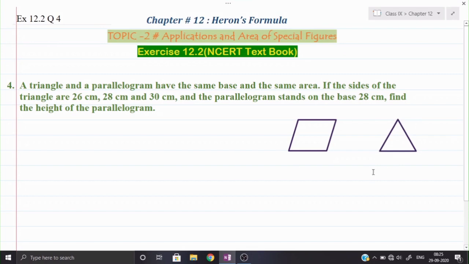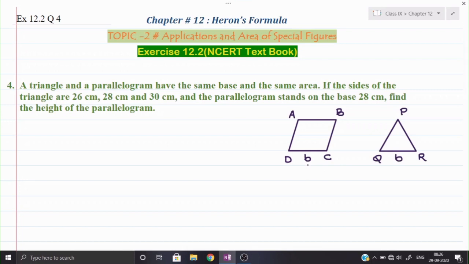In this figure, suppose I name the parallelogram ABCD and the triangle PQR. Here we can say that QR and CD are the bases of both figures, and the bases are given the same. So we can say that CD is equal to b centimeter and QR is also equal to b centimeter. Suppose the base is denoted by b. So the bases are the same for both figures.